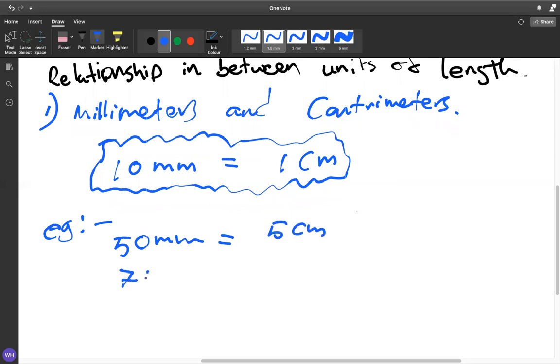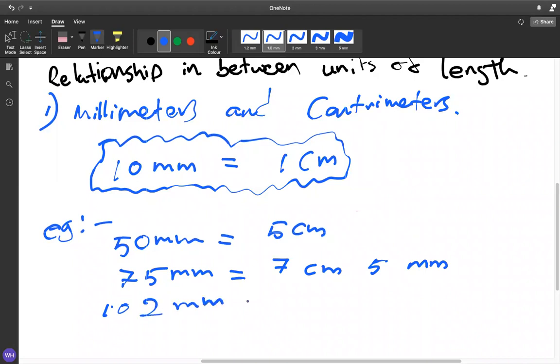If you have 75 millimeters, and if you want to write it in centimeters and millimeters both, what should be the number of centimeters and what should be the number of millimeters? How do you determine? 7 centimeters and 5 millimeters. Ah, very good. That means you have 7 centimeters and you have 5 millimeters, right? Good.